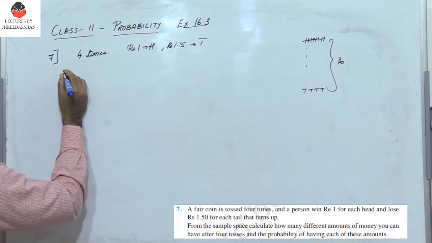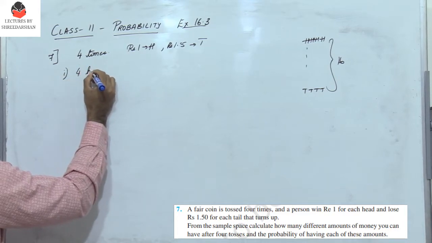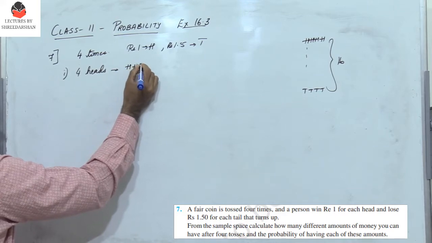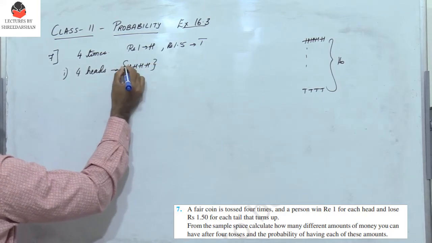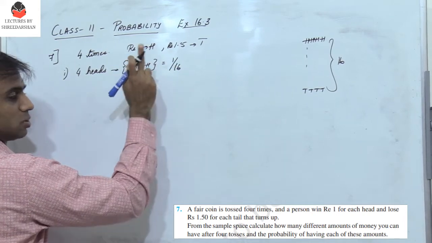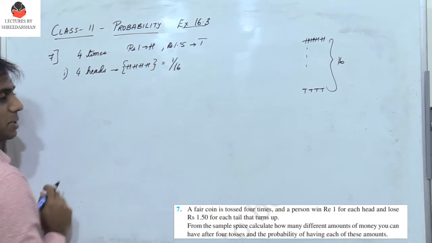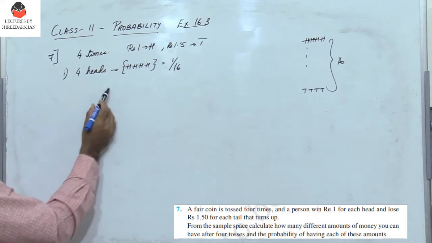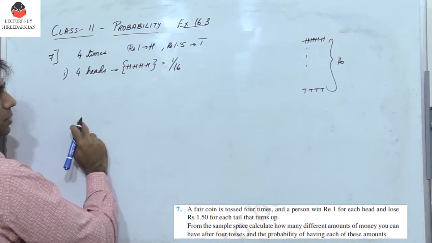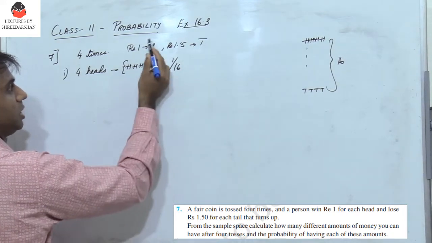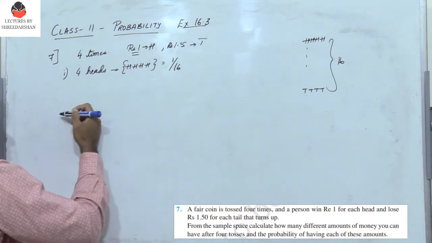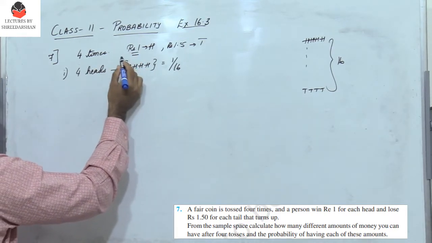So case 1, getting 4 heads. How many combinations do we have? Only 1. So this is the only combination. So the occurrence is 1 by 16. So it only occurs once out of 16. So this is the probability. Probability of getting 4 heads is 1 by 16. So when I get 4 heads, what is my win? Every time a head occurs, I win ₹1. So there is a gain of 1 rupee.